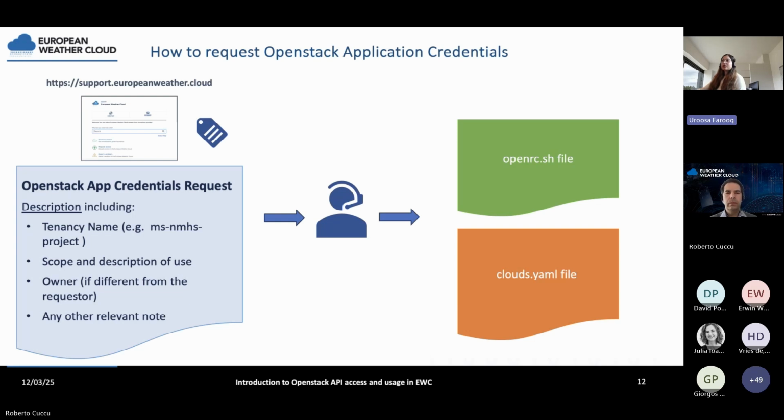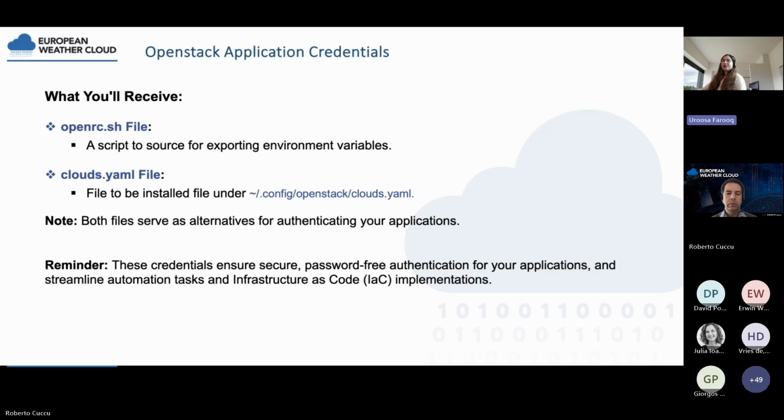Also, for your information, if the tenancy administrator is not the one submitting the request, make sure to include them as a participant on the ticket. Once your request is processed, you will receive two files. One is the openrc.sh file, and the other one is the clouds.yaml file. In the next slide, we will see more about these files.